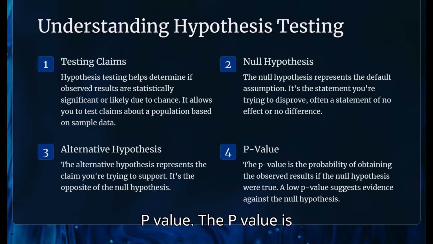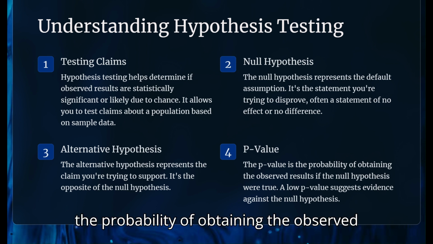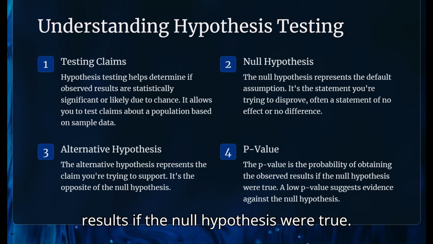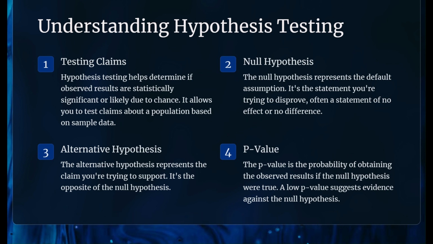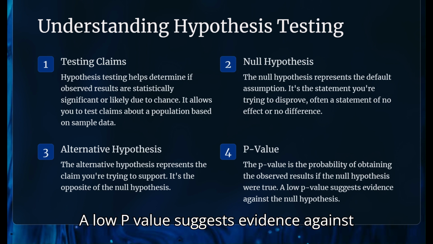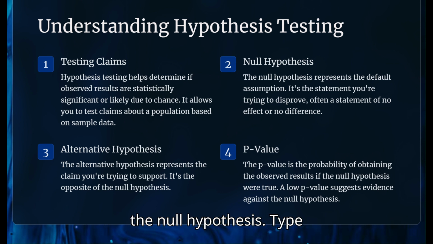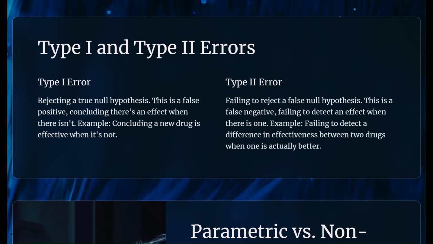P-value. The p-value is the probability of obtaining the observed results if the null hypothesis were true. A low p-value suggests evidence against the null hypothesis. Type I and Type II errors.